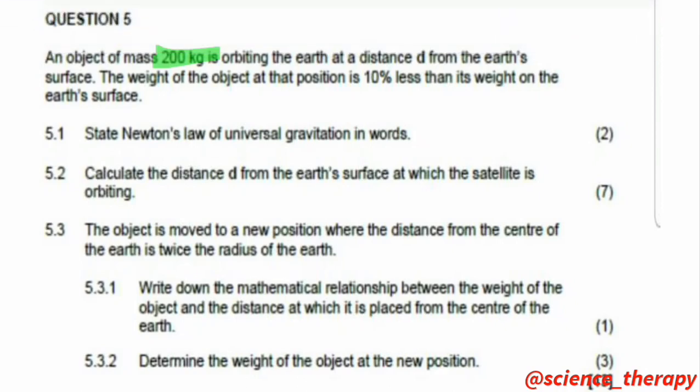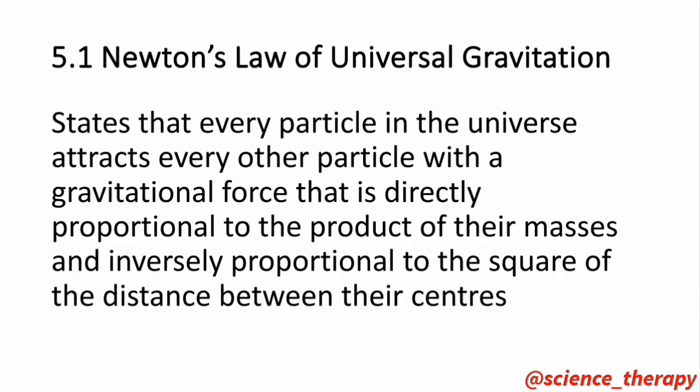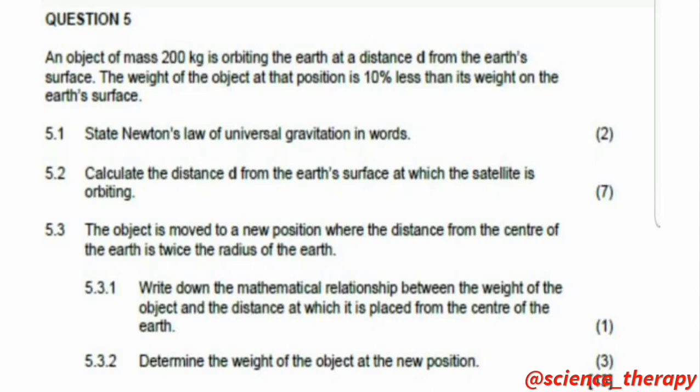Then 5.1 again says state Newton's law of universal gravitation in words. So you can see that definition is appearing more and more. So you need to note that. You always have to know that. Newton's law of universal gravitation states that every particle in the universe attracts every other particle with a gravitational force that is directly proportional to the product of their masses and inversely proportional to the square of the distance between their centers. So that's it. Awesome.